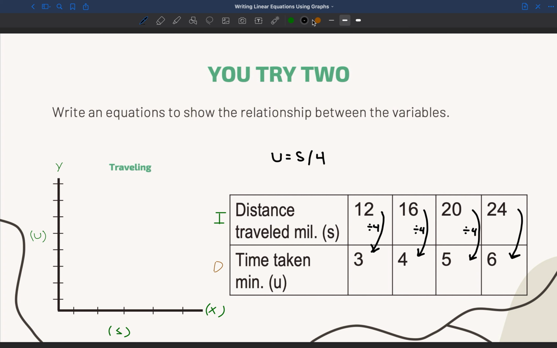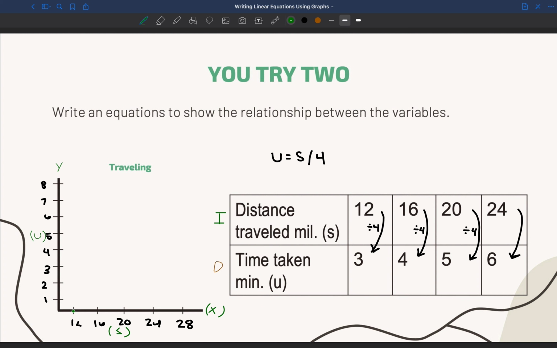Now all we're going to do is plot on our graph. Whenever the distance was 12, we're going to start at 4, 8, 12, 16, 20, 24, 28. And then we're just going to do 1, 2, 3, 4, 5, 6, 7, and 8. Now we're going to plot on the graph.